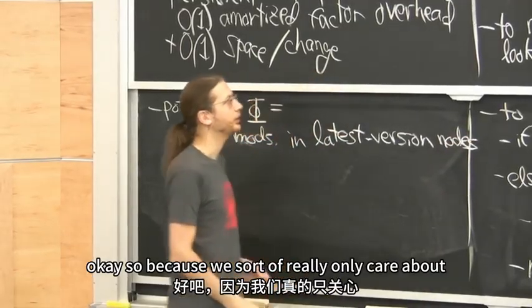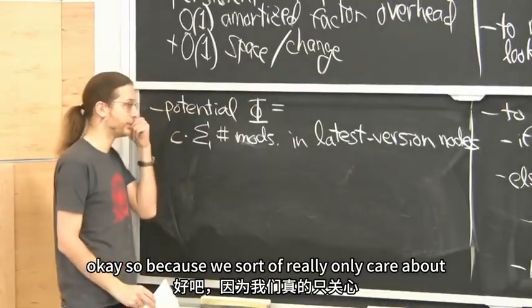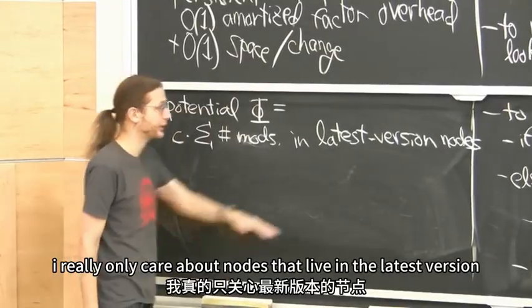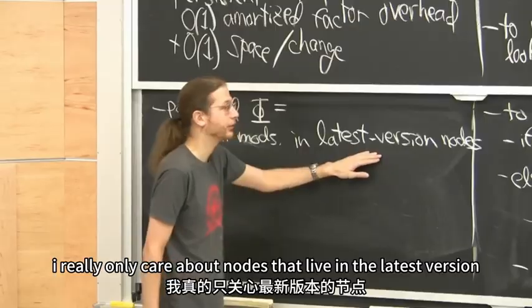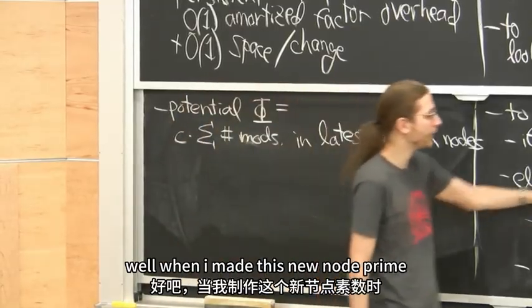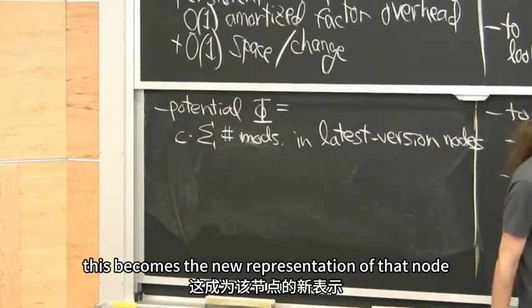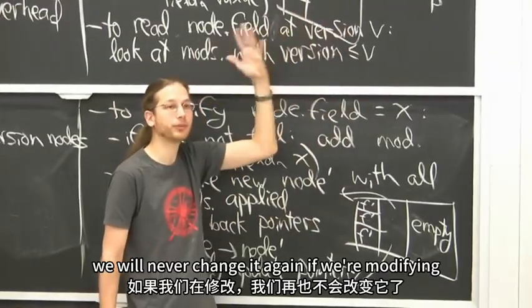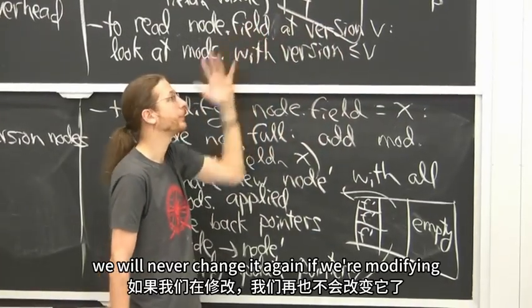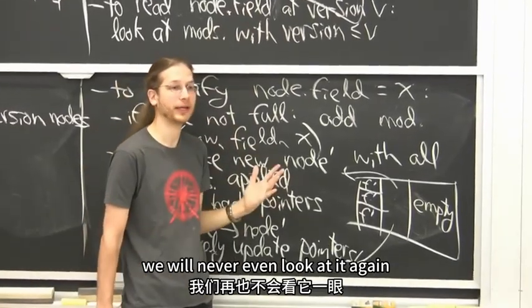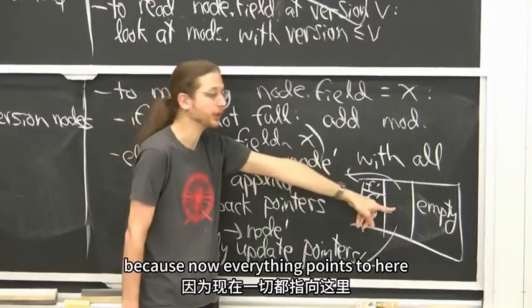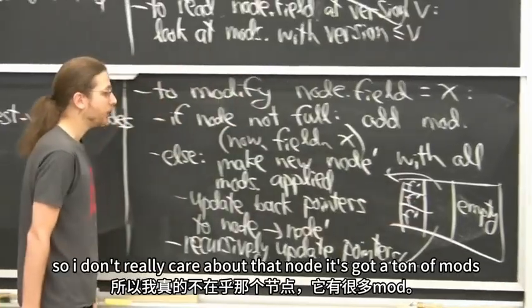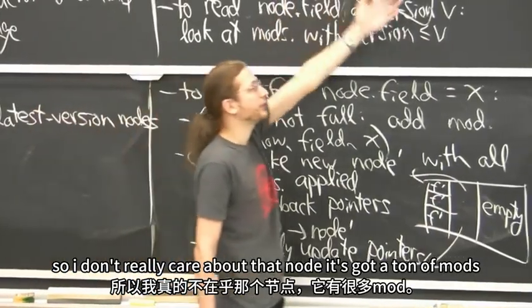Okay, so because we're only changing the latest version, I really only care about nodes that live in the latest version. What do I mean by this? Well, when I made this new node prime, this becomes the new representation of that node. The old version is dead. We will never change it again. If we're modifying, we will never even look at it again, because now everything points to here. So I don't really care about that node. It's got a ton of mods.